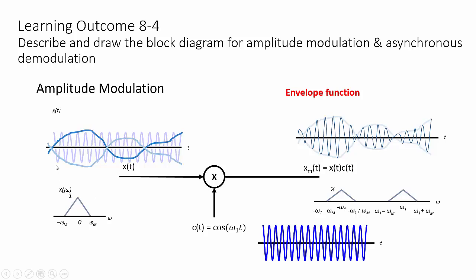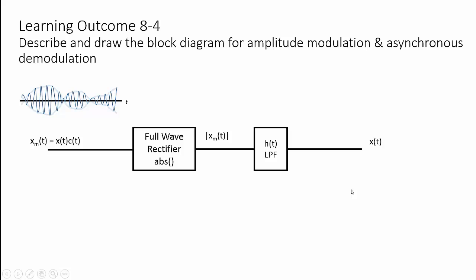Spectrum is going to look the same. A different signal will have a different shaped spectrum, but it will still have a spectrum within a given band. And that spectrum will still shift to positive omega 1 and negative omega 1. And its amplitude will be halved. Given that that's our new modulated time signal, how do we demodulate it with asynchronous demodulation?